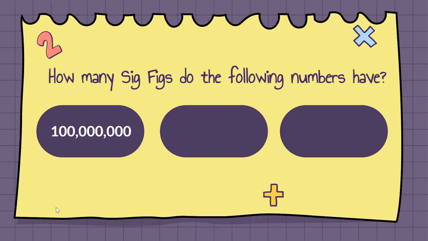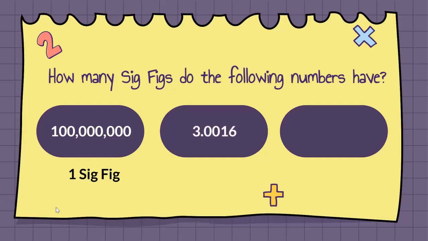Let's do a couple of practice problems. Go ahead and try this on your own. So pause the video and see if you get it correct. How many sig figs do the following numbers have? This first number, 100 million, has one sig fig. The only number that is significant is the number 1. All of the trailing zeros are not significant since there's no decimal.